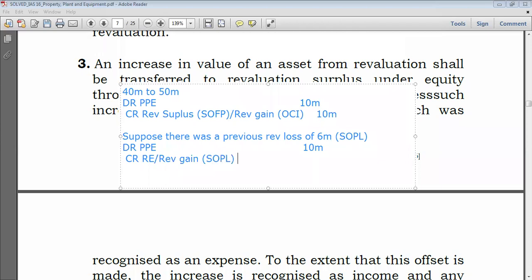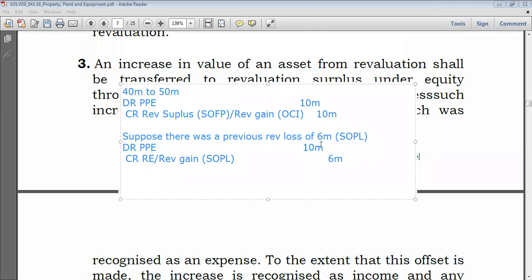I hope you get it. The statement of profit or loss by how much? There was a previous loss of 6 million, so I compensate that 6 million first. I write here 6 million, and then I proceed with the rest. I've remained with 4 million, so that 4 million can now go to revaluation surplus. No problem at all. It can now go to revaluation surplus in the statement of financial position, or you could just say revaluation gain, and this would pass to other comprehensive income, just like this. And here we could put 4 million here. Sorry, your remainder is 4 million.